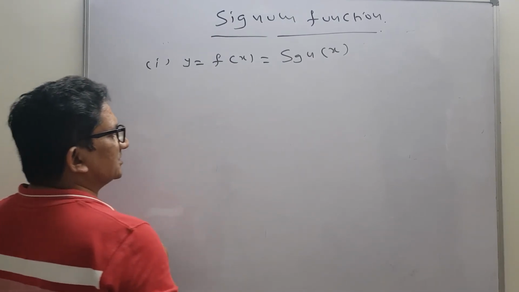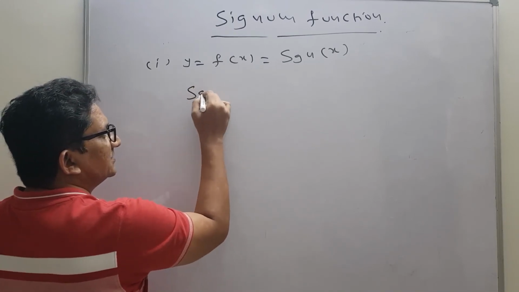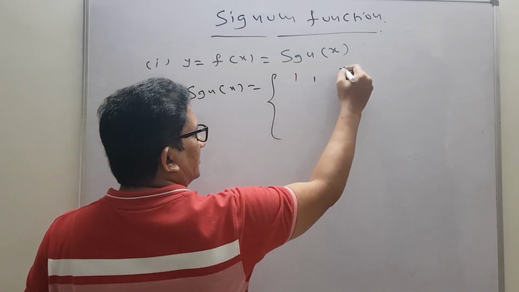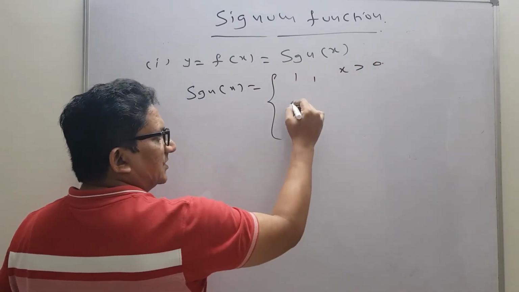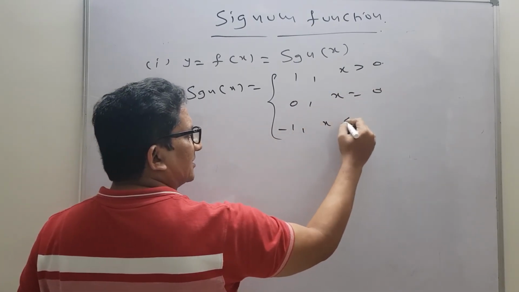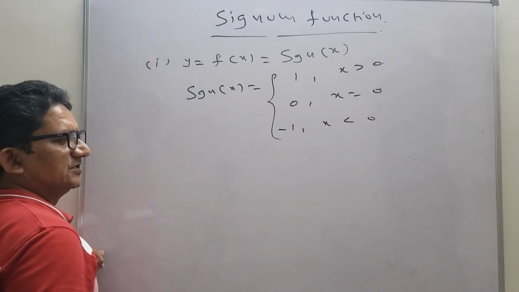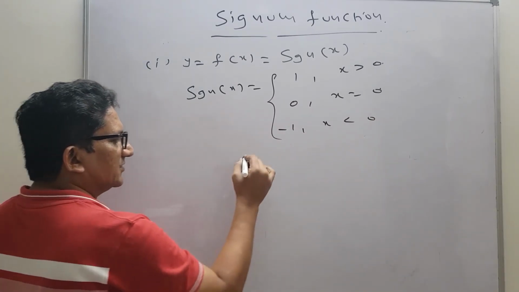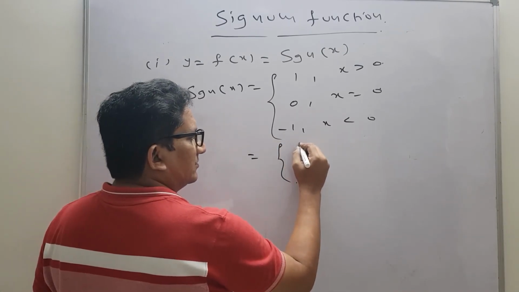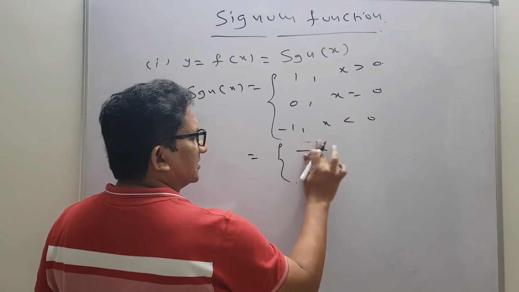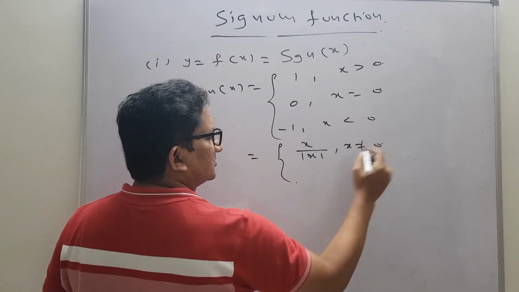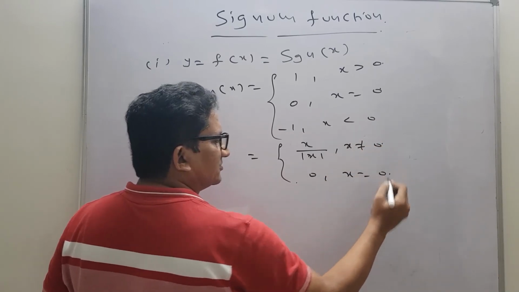This signum function is defined like this. It is 1 when x is greater than 0. It is 0 when x is equal to 0. It is minus 1 when x is less than 0. So in short form, this can be written like this also: x divided by mod x when x is not equal to 0, and it is 0 when x is equal to 0.